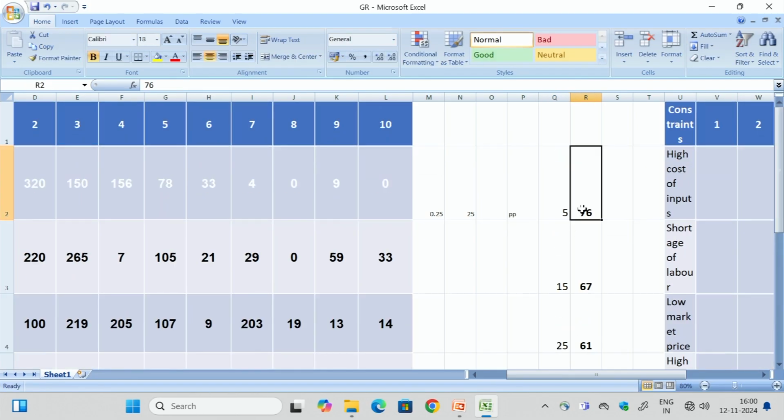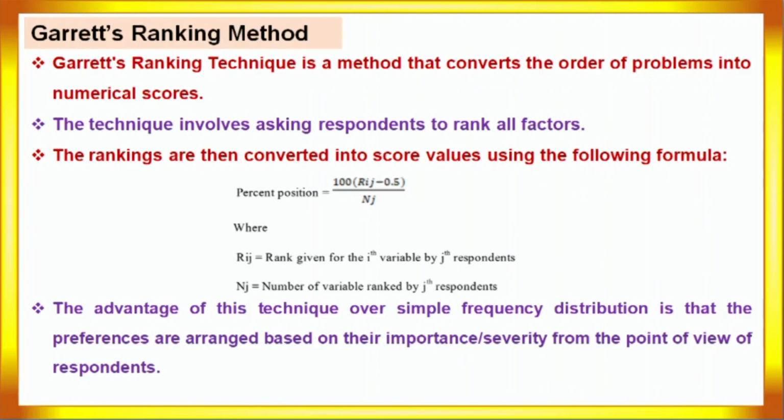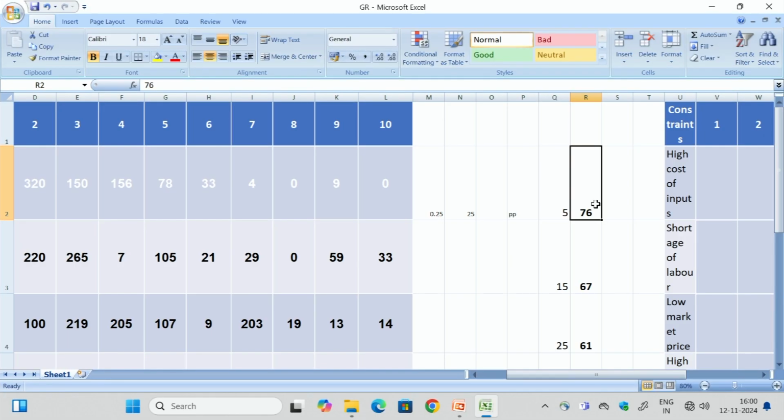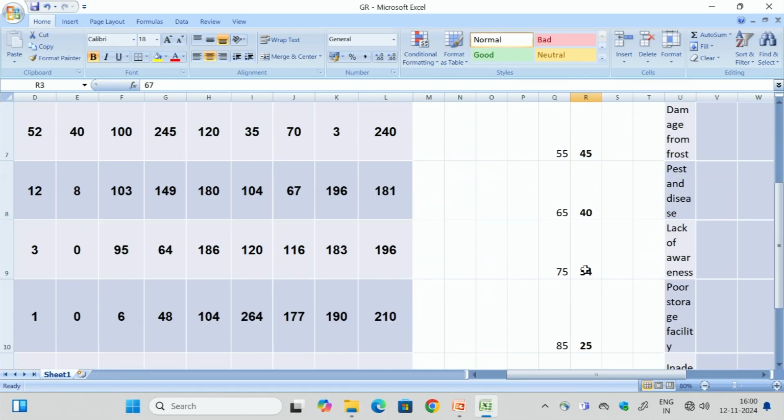Now you have to find out the corresponding Garrett value. What is the Garrett value for the percent position of 5? If you look into the table, 5 is closest to 4.92, which means 82 is your Garrett value. So we will go back, and it will be 82. In a similar way, I have put in values; these are not the actual accurate numbers, just take them for the purpose of the calculation.